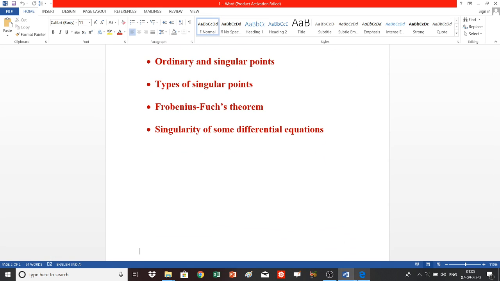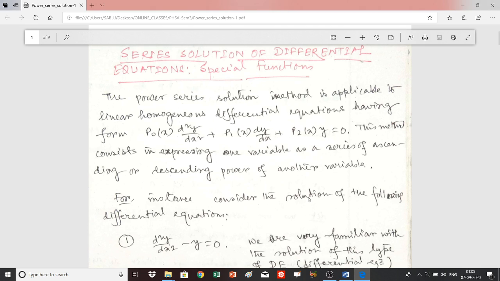So now we enter our discussions. Here is the introduction. We are already familiar with solving ordinary differential equations, and in this chapter we will try to solve a differential equation that should be a linear homogeneous differential equation, which has the general form as given here: p0(x) d2y/dx square plus p1(x) dy/dx plus p2(x) y is equal to 0.